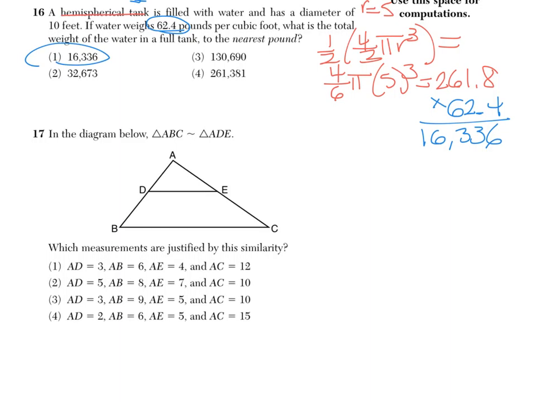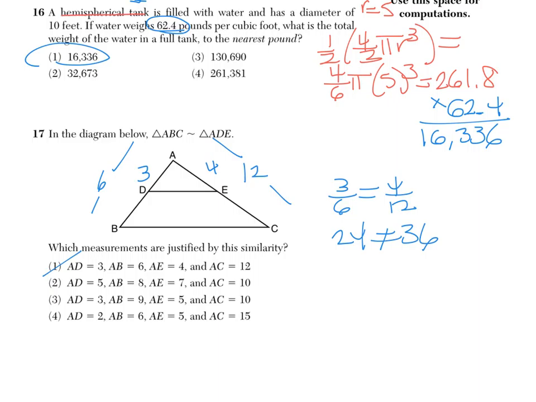Number 17. In the diagram below, triangle ABC is similar to triangle ADE. Which measurements are justified by this similarity? So in checking with these measurements, I need to set up the proportion and see where the product of the means is actually equal to the product of the extremes. So if AD is 3, AB is 6, AE is 4, and AC is 12, then 3/6 is equal to 4/12, and 24 is not equal to 36. So choice 1 does not work.